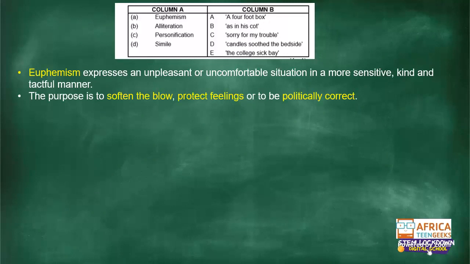Just to give you an example, remember yesterday when we did the matching of column A and B, we said, sorry for my trouble. You would use that if you are about to bother someone. You're about to ask a person to do something for you, so you would say, sorry for my trouble, okay? Because you know that you are about to ask them to do something for you, okay?